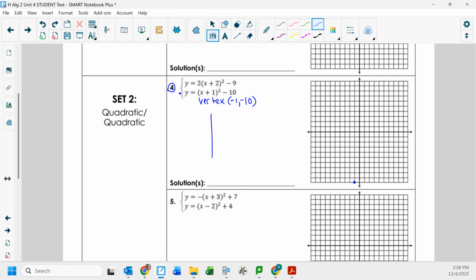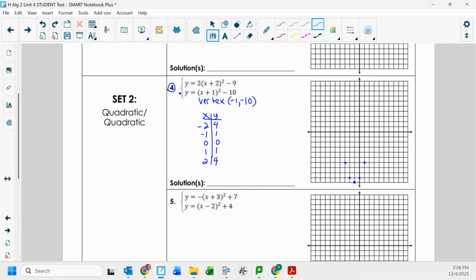And then again, I'm doing my normal parabola table. So -2 squared is 4, -1 squared is 1, 0 squared is 0, 1 squared is 1, 2 squared is 4. So I'll go left 1, up 1, right 1, up 1, left 2 from the vertex, and up 4, right 2 from the vertex, and up 4.